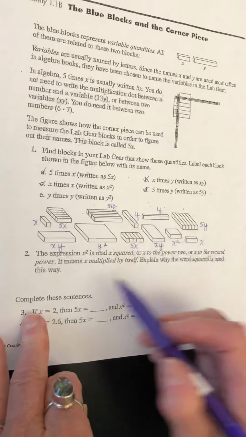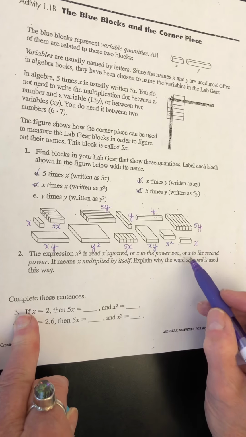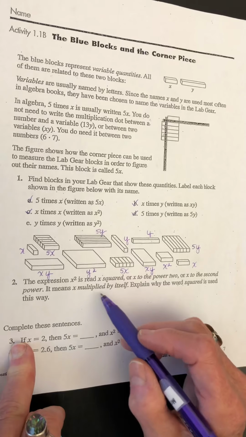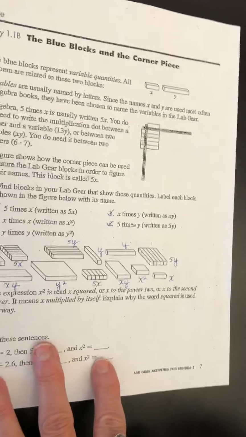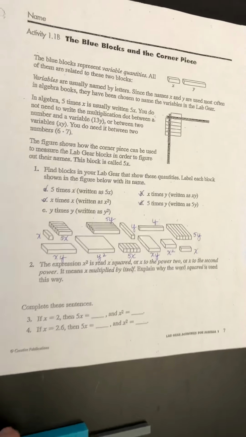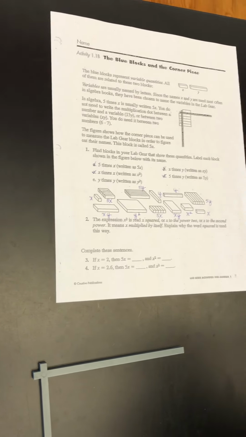Yes. So the expression x squared is read x squared, or x to the power of 2, or x to the second power. It means x multiplied by itself. Explain why the word squared is used this way. So think about that for a moment. You may come up with your own version of why do they say squared, right?